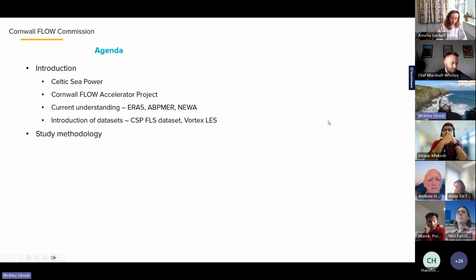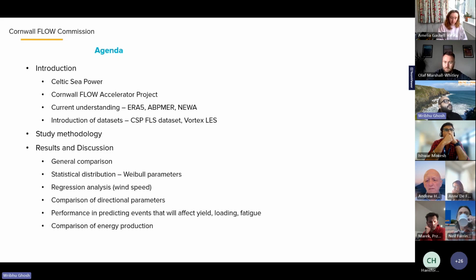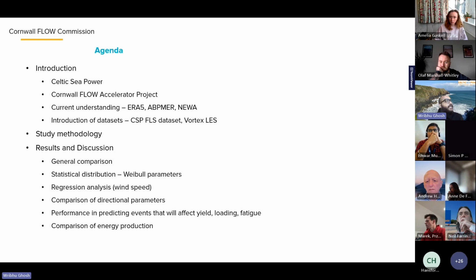Then I'll just give you a brief introduction on the study methodology, and I'm going to share the results. We basically wanted to compare the data set with a model data on all these parameters, like a general comparison, the statistical distribution. We did a regression analysis. We did a brief description of the comparison of the directional parameters. And also the other events that happen, like shear and veer, which would have an impact on both the generation as well as the engineering design.